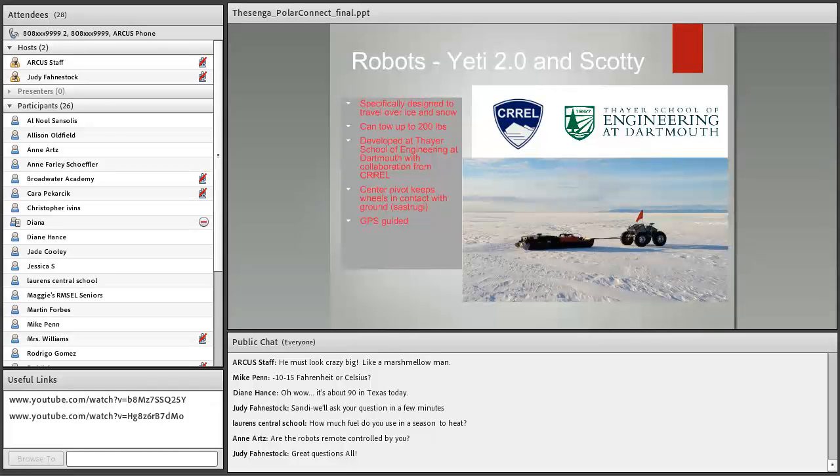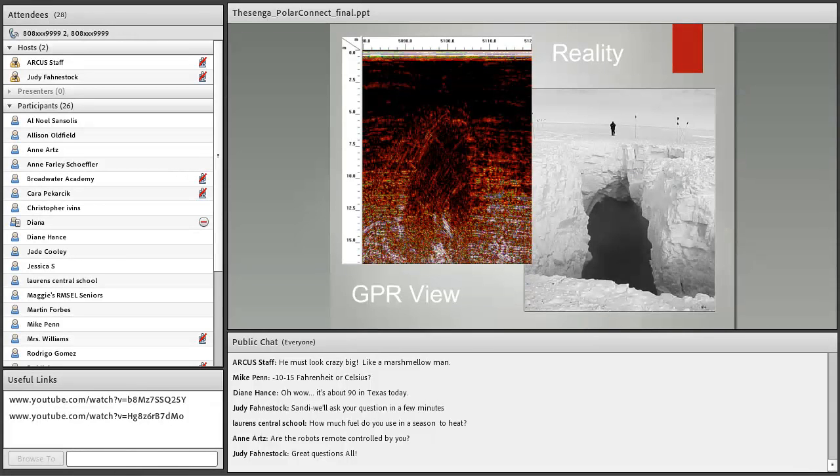Just very quickly related to the robots, Anne wants to know, are the robots remote controlled by you? The robots are semi-autonomous in that they have a series of GPS coordinates, and they know those coordinates. They program them in. Josh and Ben are the two robot guys that are also out here, and they are from the Thayer School of Engineering, and they're in charge of getting all that stuff programmed in. Once the robots get the GPS measurements, then they know exactly where to go, and then they are off and running. So they are semi-autonomous.